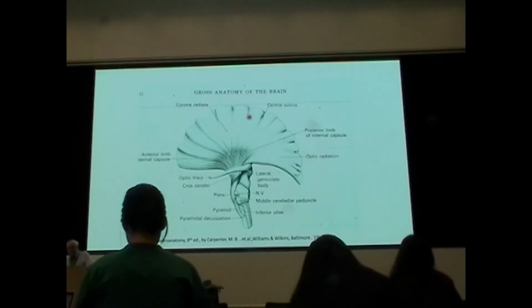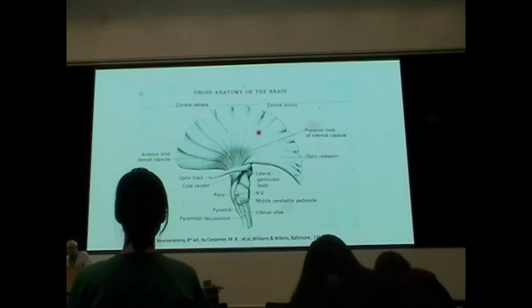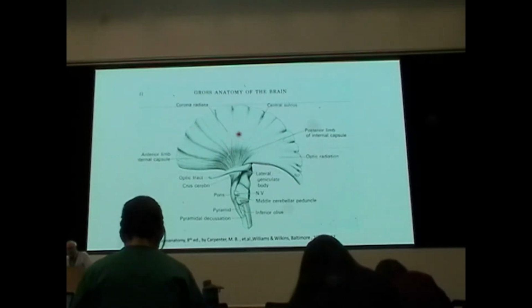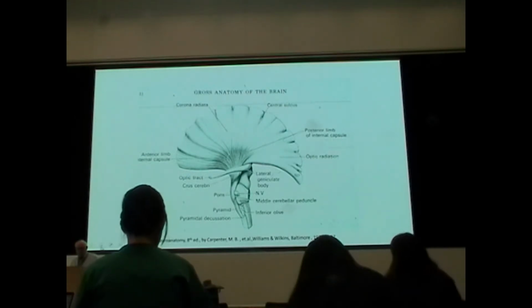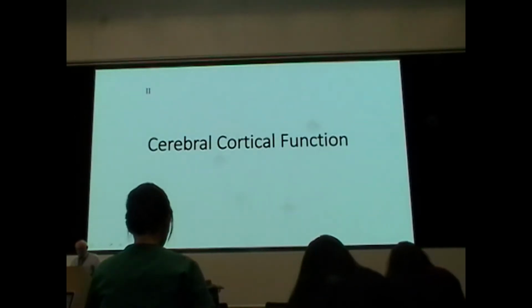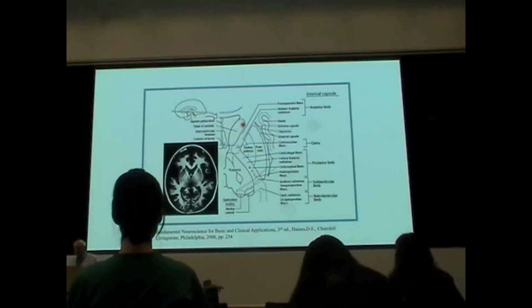Here are projection fibers. This is the corona radiata, both afferent fibers, but also efferent fibers. These are all projection fibers coming from the cerebral cortical neurons and giving off fiber tracts. Okay. So as the corona radiata is coalescing here.